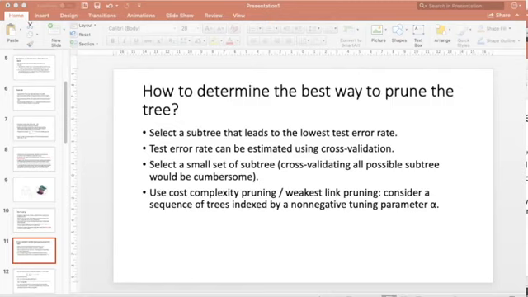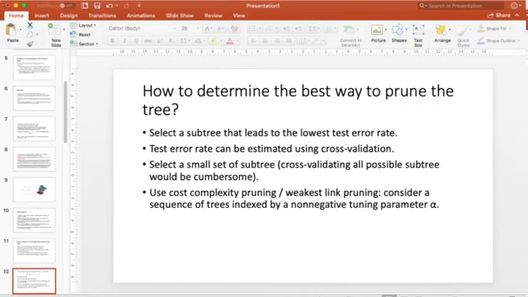So we need a way to select a small set of subtrees for our consideration. Here we can use cost complexity pruning. It is also called weakest link pruning. This gives us a way to do this. Rather than considering every possible subtree, we consider a sequence of trees indexed by a non-negative tuning parameter alpha. So let us talk about this alpha first, and then we're going to explain what it means.